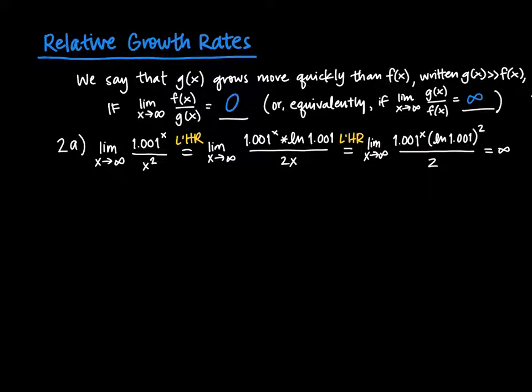It's very, very small. We know that natural log of 1 is 0, but it's an increasing function. So natural log of 1.001 is going to be slightly greater than 0, but we still have a growing function here, an increasing function that's positive. So this is also an indeterminate form that's infinity over infinity. Applying L'Hopital's rule again, we finally have a limit that we can compute.